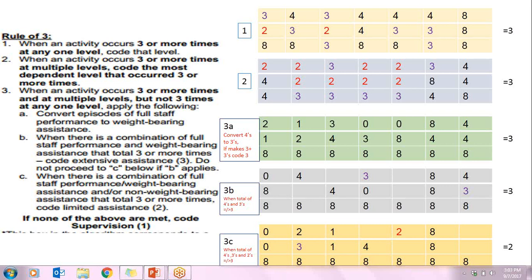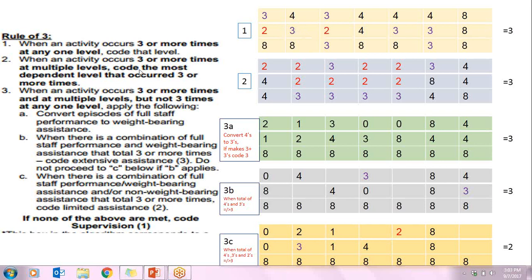So when you have an activity that occurs 3 or more times at any one level, you're going to code that level. That one's pretty easy. We don't usually have trouble with that. So you see that there's 3 or more 3s, and you would go ahead and code a 3. You can't code 4 because it didn't happen all the time. You can't code 8 because it didn't happen all the time. And you don't have multiple levels at 3 or more times. So that one's pretty easy to be a 3.